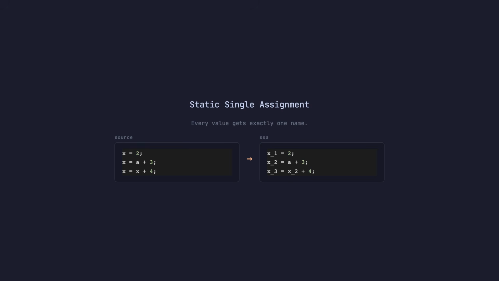Write to a variable twice in the source and you get 2 different names, say x1 and x2. Every read points at exactly one of them. The IR literally tells you which. In straight line code, this is easy. 3 writes, 3 names. x1, x2, x3, and you're done.